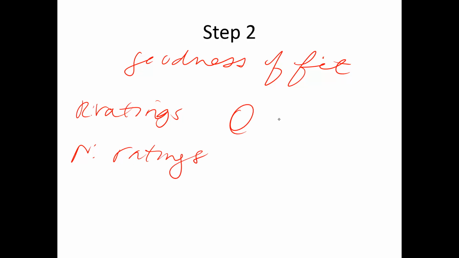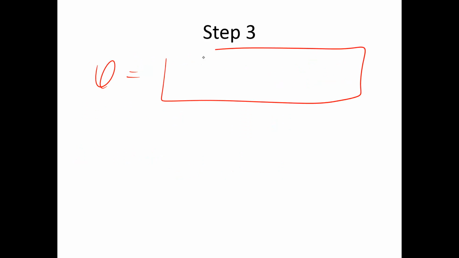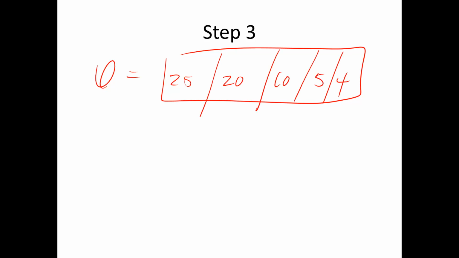Okay. So I want to say that the observed values are not equal to the expected values. There are more ratings in one category over another. And the null: the observed values are equal to the expected values. The ratings are the same across all of them. So for this one, let's draw out O. So we've got 25, 20, 10, 5, and 4.